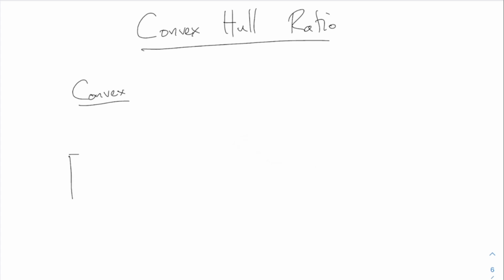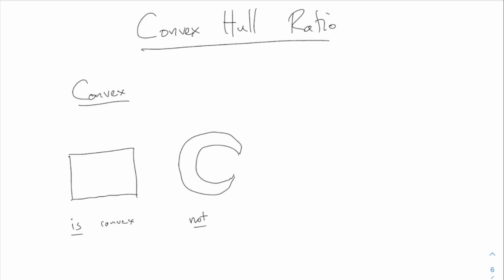So a square is convex. A typical example of something which is not convex is a crescent shape. This is not convex. And here's the definition of what convex means. A set is convex when, this sounds complicated when you write it in words, but it's actually very simple to look at a shape and tell me if it's convex or not.